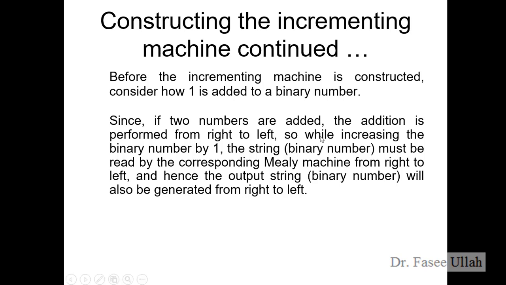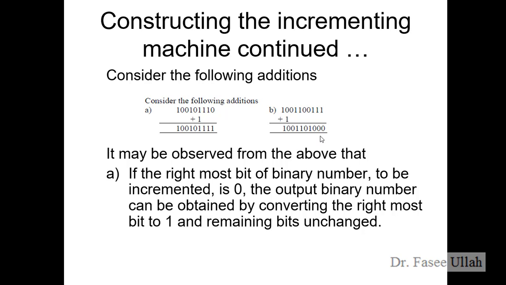While increasing the number by 1, the string must be read by the corresponding Mealy machine from right to left, and hence the output string will also be generated from right to left. We have also done this in the previous classes. Okay, so let's have some examples.